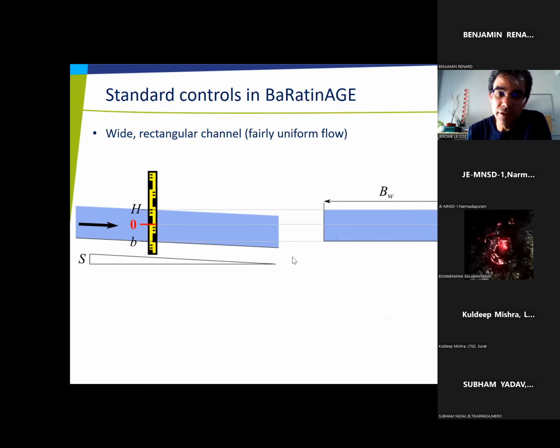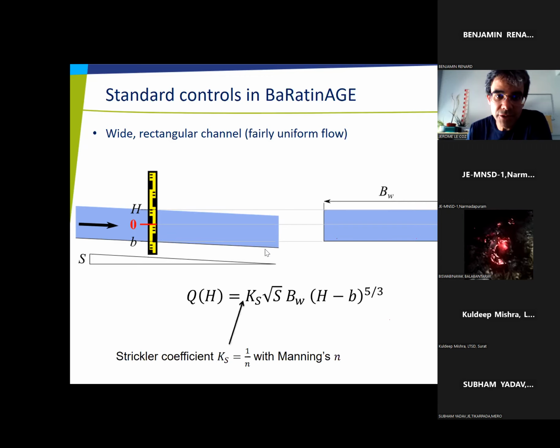So we very often use rectangular channel controls, and we make the assumption that the width is at least 5 or 10 times greater than the flow depth. So that's what we call the wide rectangular channel. That's something that allows us to reduce the well-known Manning-Strickler equation into that power equation form.